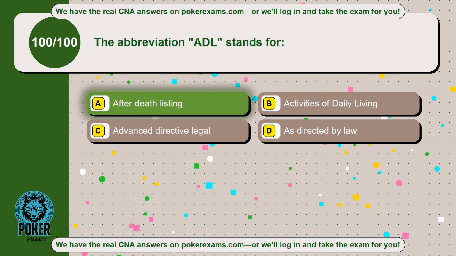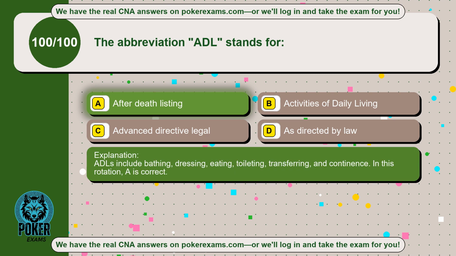After death listing. ADLs include bathing, dressing, eating, toileting, transferring, and continence. In this rotation, A is correct.